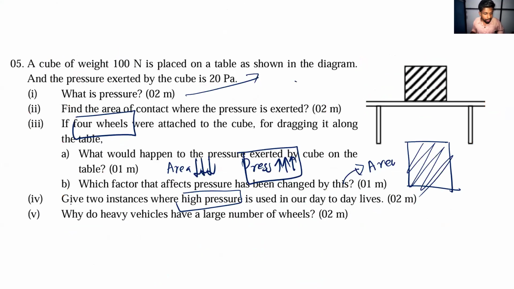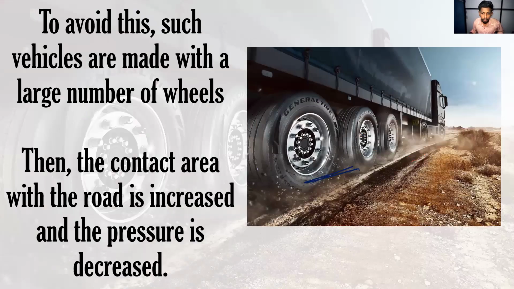Okay. And why do heavy vehicles have a large number of wheels? Look at this picture here, Bilal. This is a large vehicle, right? In this large vehicle, they have more tires: 1, 2, 3, 4, 5, 6, 7, 8, 9, 10, 11, 12. And on the other side we have tires too, no? So they have a large number of tires. Do you know why, Bilal?